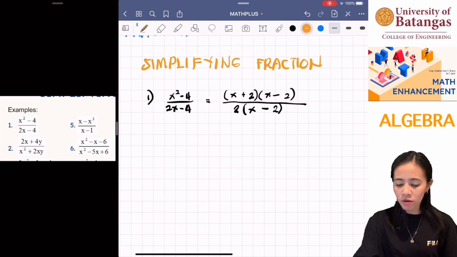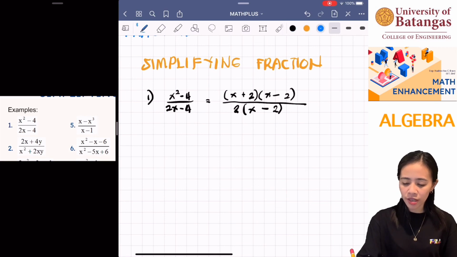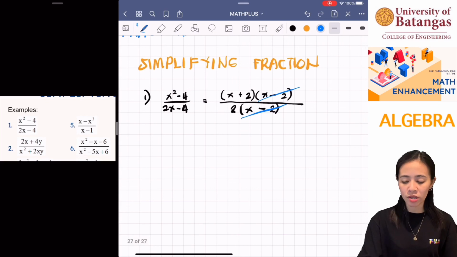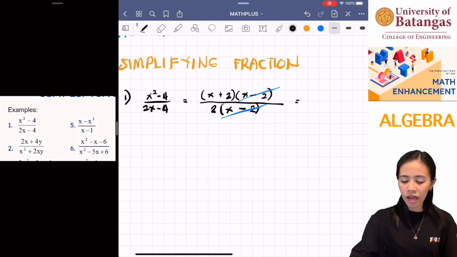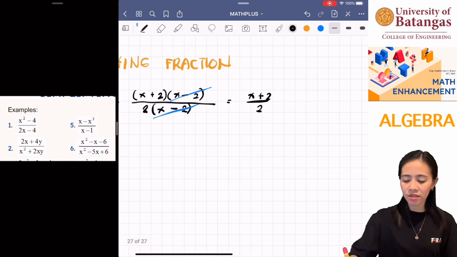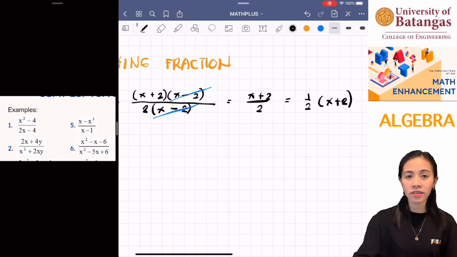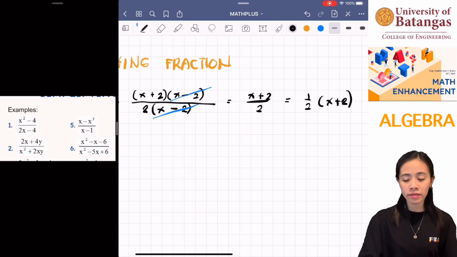Okay? So, I can now cancel what? X minus 2 and x minus 2. So, it appears on both numerator and denominator. And then, therefore, I'll be left with just x plus 2 all over 2. We can write this as 1/2 of x plus 2. Right? Okay, multiplying 1 times x plus 2 all over 2.